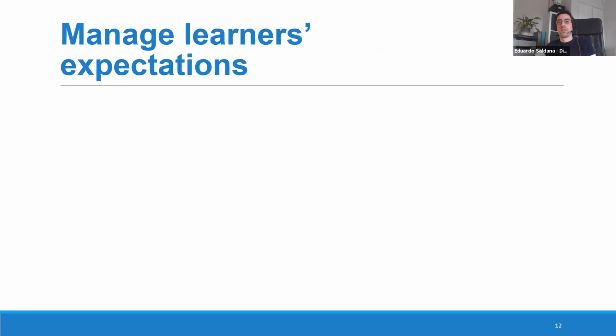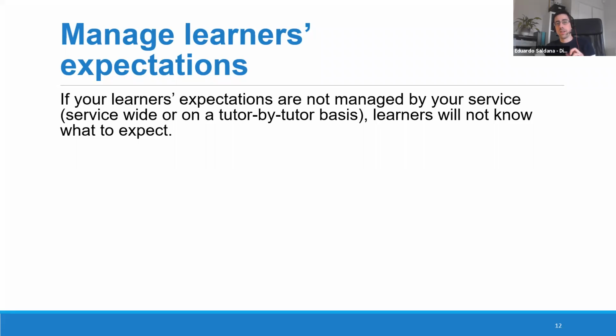Another thing is manage learners' expectations. Because as I said before, if they're not managed, they expect magic. And that's why we need to be very clear as a service, I think in two levels. First, service-wide, this is what we can do. This is what you can expect from us. Okay, and then on a tutor-by-tutor basis as well, you also have your behavior, your expectations, your non-negotiables as a teacher in a classroom. As a service, you just need to support those tutor expectations by saying we cannot do everything. We would love to, but we cannot. Okay, because otherwise they will not know what to expect.